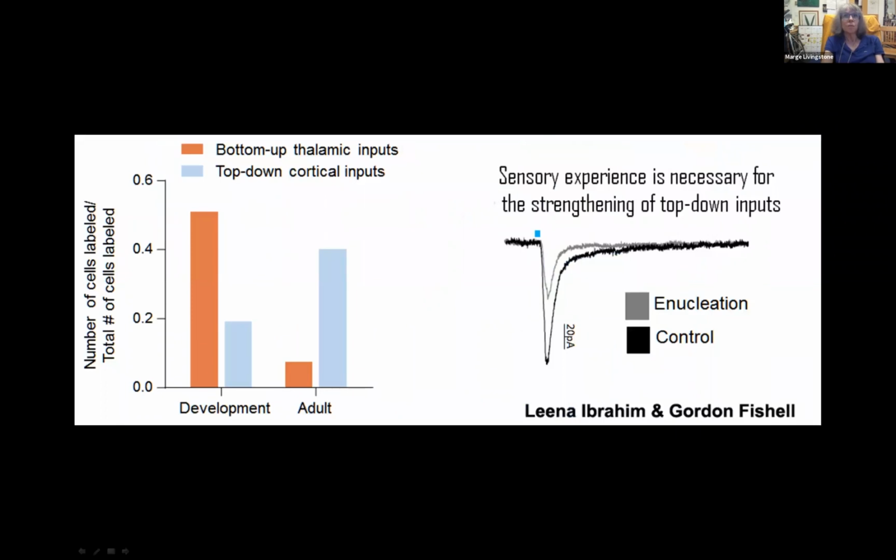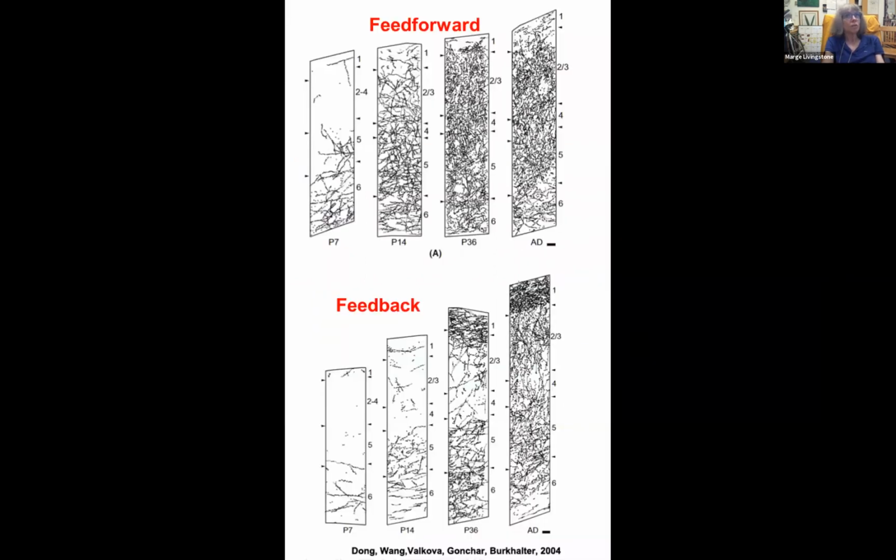Also, recent studies from Lena Ibrahim and Gordon Fischel's lab show that although there are indeed a lot of feedback connections in adults, during development, there are many more feed-forward inputs than feedback. Also, feed-forward inputs are required for the development of the feedback inputs. So this isn't a mouse, but it's also true in monkeys. During development, feed-forward inputs precede the development of feedback inputs.